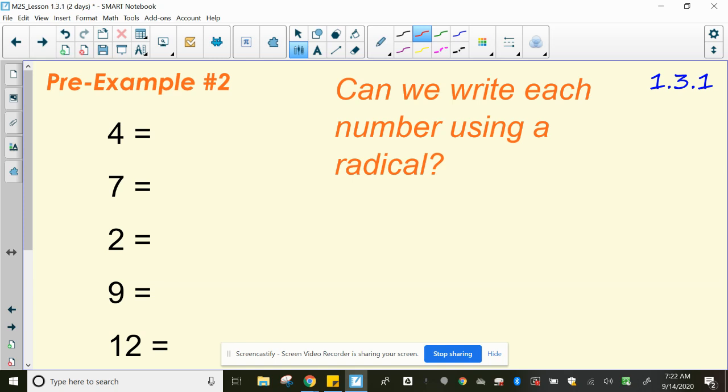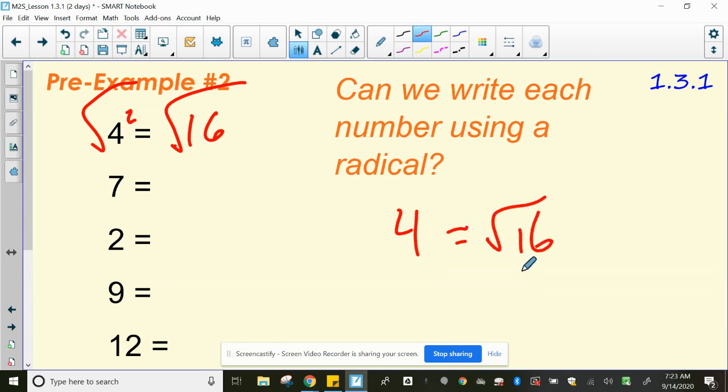Before we get into our next example, we're going to be rewriting expressions as radicals, almost working backwards from what we've been doing in the past. We could take a whole number, something like 4, and rewrite that as a radical. The way we would do it without changing the actual value of the number would be to square the number and then put the radical on the outside. So 4 squared would be 16. Notice 4 is the same as square root of 16, because square root of 16 is 4 times 4, so we have 4.